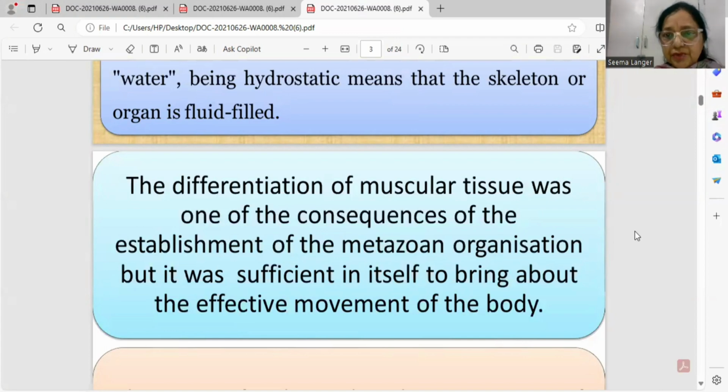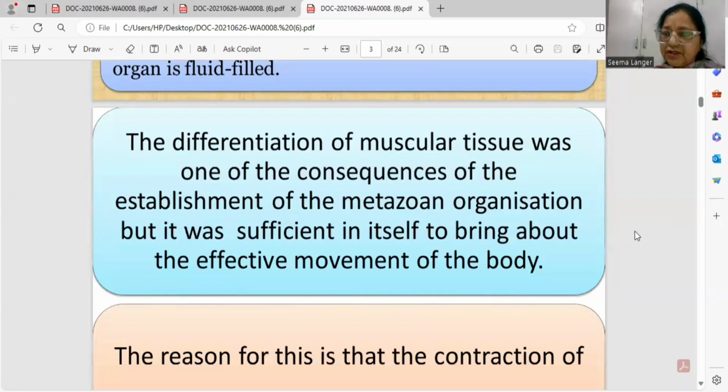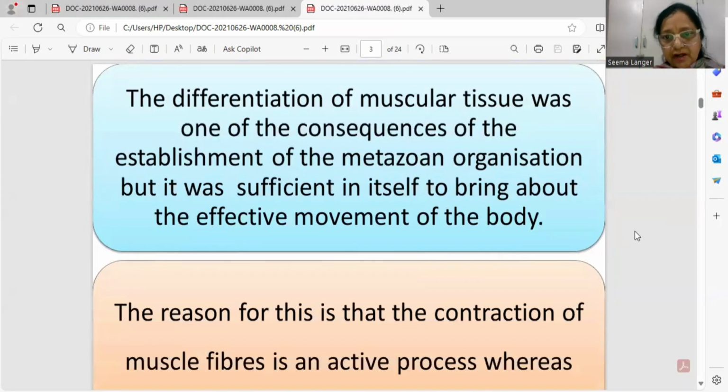The differentiation of muscular tissue was one of the consequences of the establishment of metazoan organization. But it was insufficient in itself to bring about the effective movement of the body. So what does this statement mean? That though muscular tissues appeared in coelenterates, they were not sufficient to perform locomotion, because for locomotion something else is also required. And what is that? That is the skeleton.